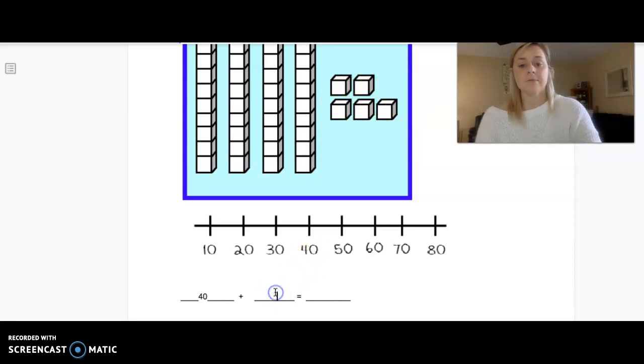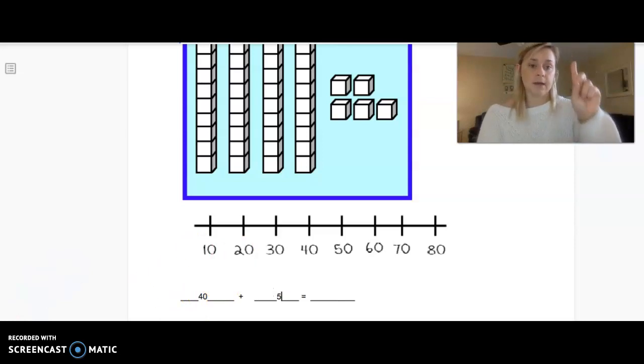Make sure I put my numbers down so I know what I'm adding. And once you get to this part is when you are going to either use a calculator, your mind, or your fingers. So you can start with going 40, 41, 42, 43, 44, 45.